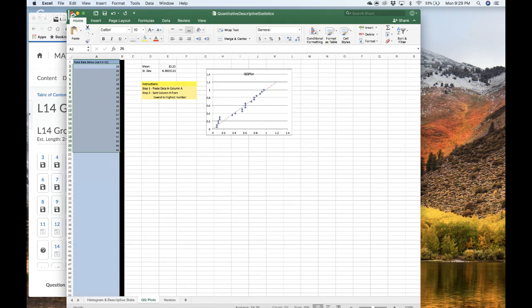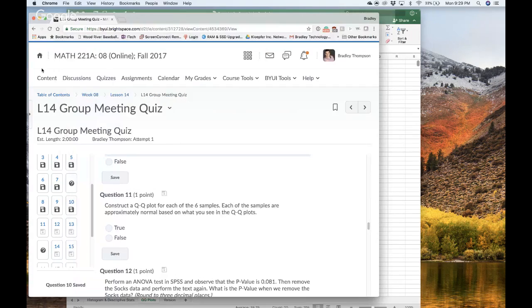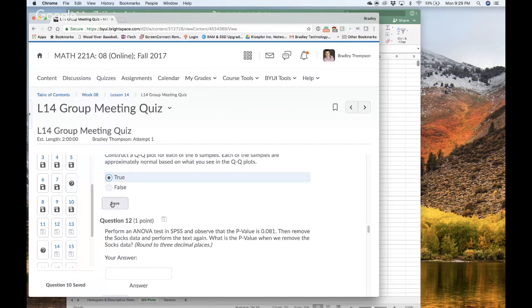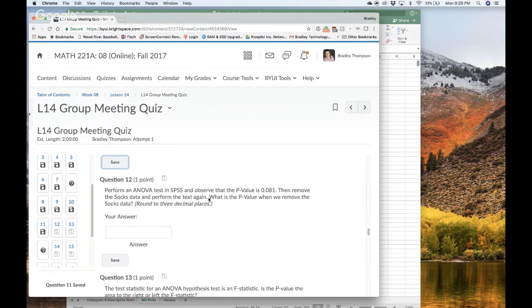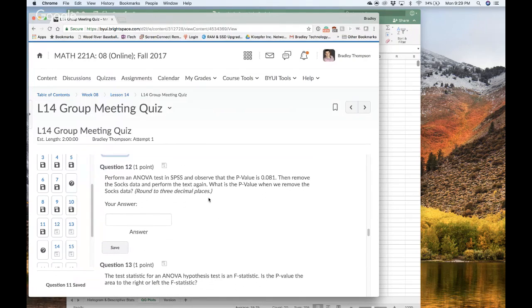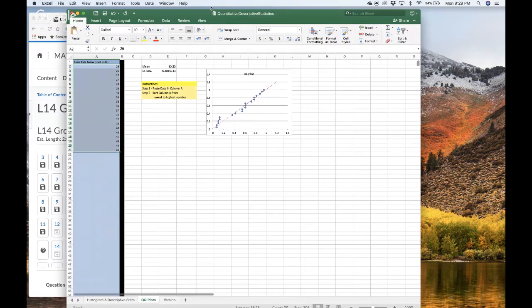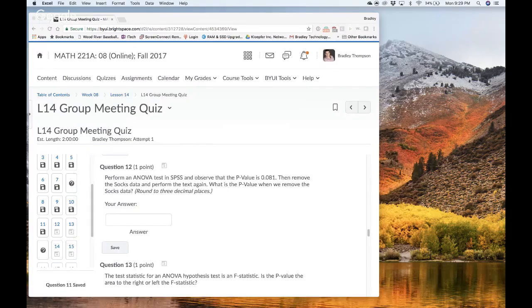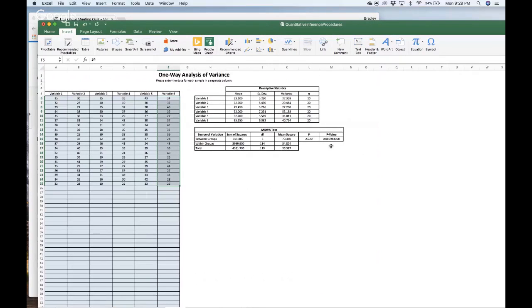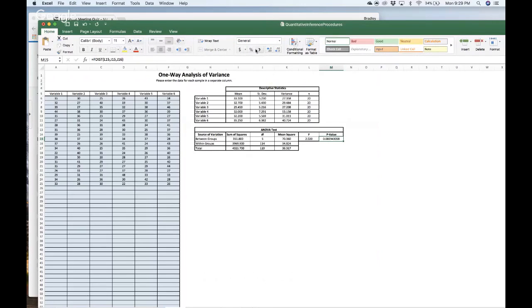That was the last one. Okay, that question: perform an ANOVA test in SPSS and observe that the p-value is 0.081. Then remove the SOX data and perform the test again. What's it without? So if we look here, the p-value, last one, I got 0.309. Yeah, I was about to say that.